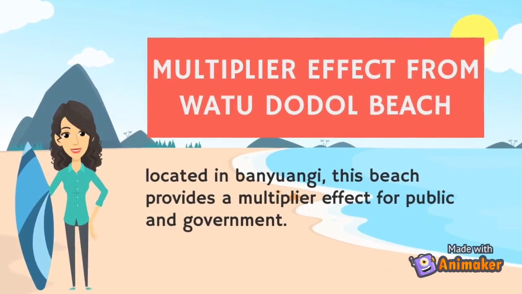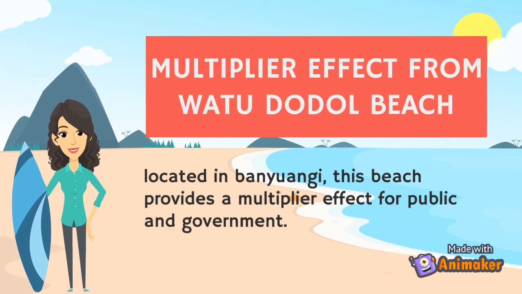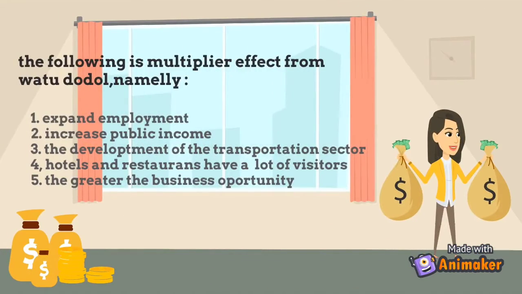Batu Dodol Beach is one of the tourist destinations in Kalipuro Subdistrict, Banyuwangi, East Java. The existence of Batu Dodol doesn't only provide income for the government, but it also provides a multiplier effect for sectors that are directly or indirectly related to the tourism industry. The following are the multiplier effects from Batu Dodol: first, expand employment; second, increase public income; third, the development of the transportation sector; fourth, hotels and restaurants have a lot of visitors; and the last is greater business opportunity.